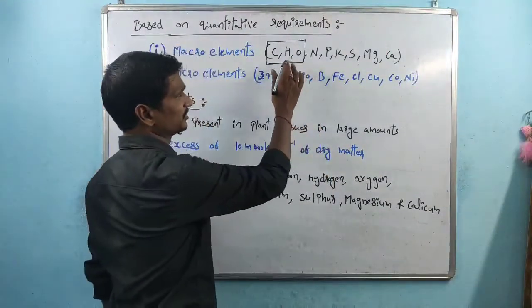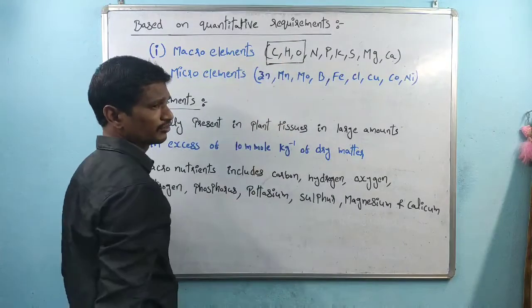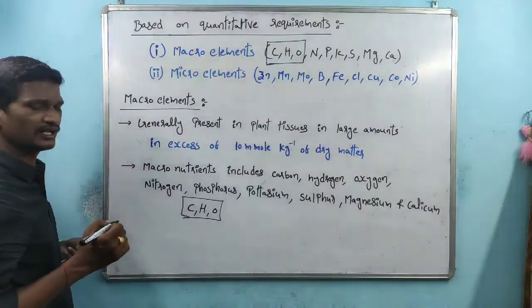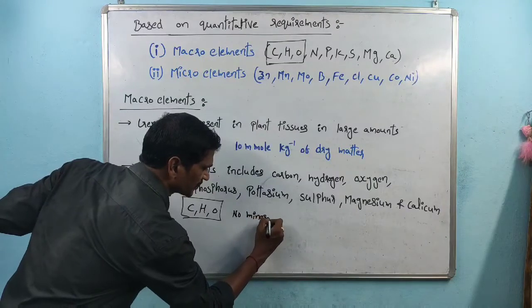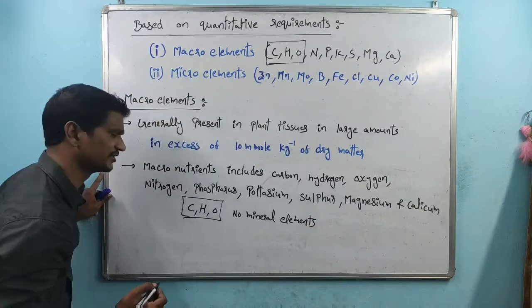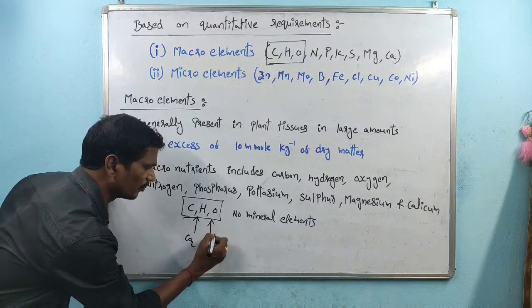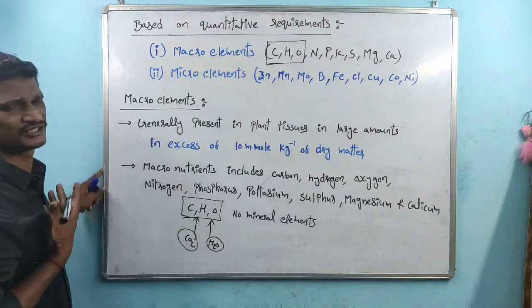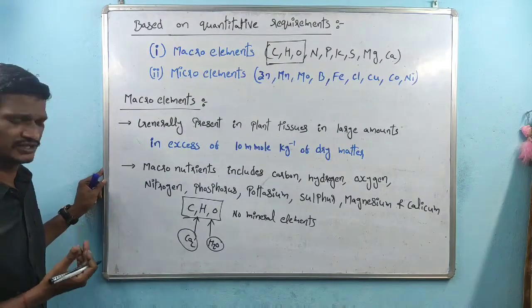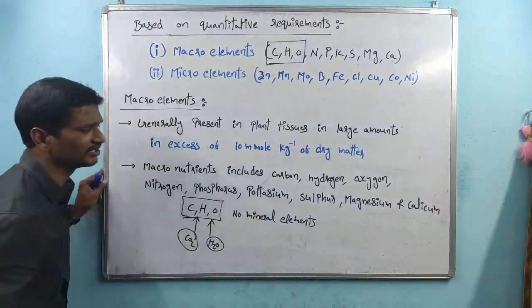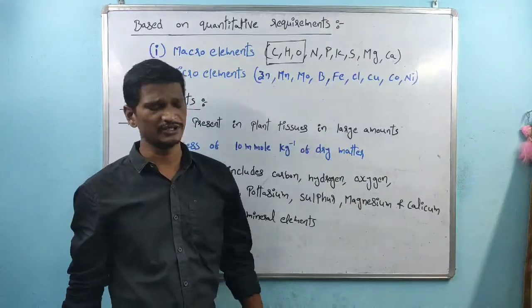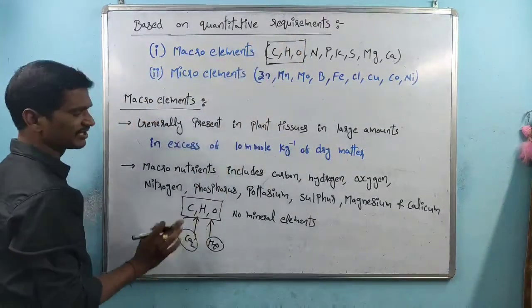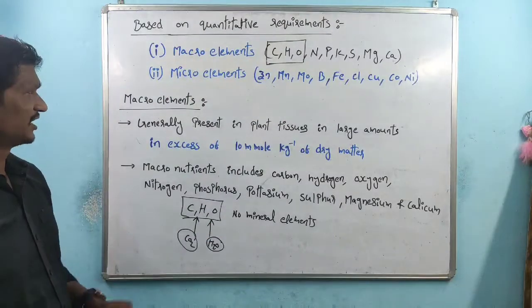I said carbon, hydrogen, oxygen are also called non-mineral elements. Why are these called non-mineral elements? Because they are derived from carbon dioxide and water. These are the basic components of any carbon skeleton system. Carbon is a very essential element, and hydrogen and oxygen are very important too. So these three are called non-mineral elements, and all the remaining are minerals. That's why I drew a box here around these three non-mineral elements. Next we'll discuss the micro elements.